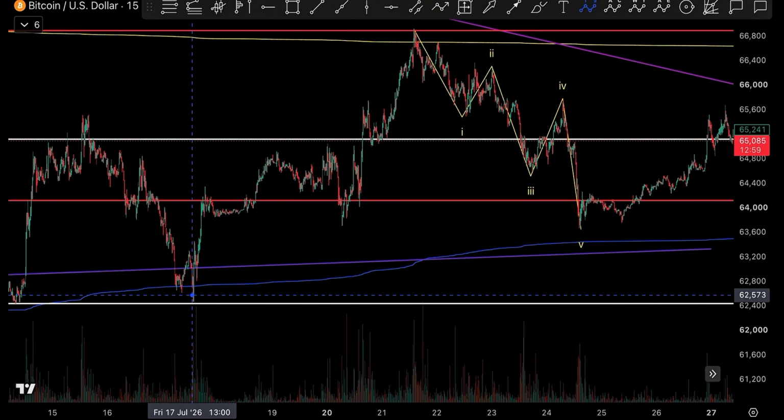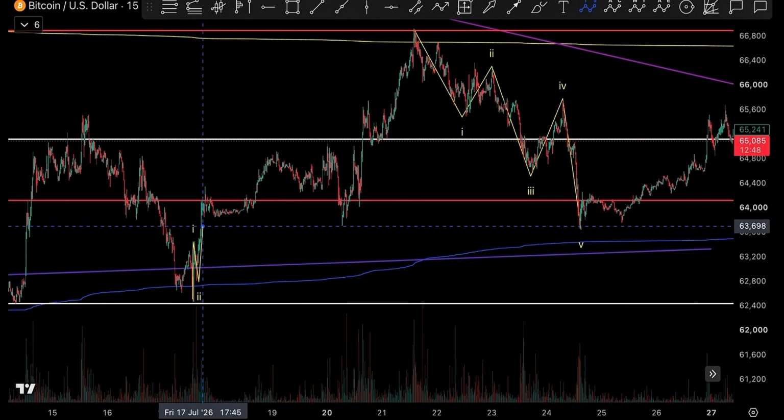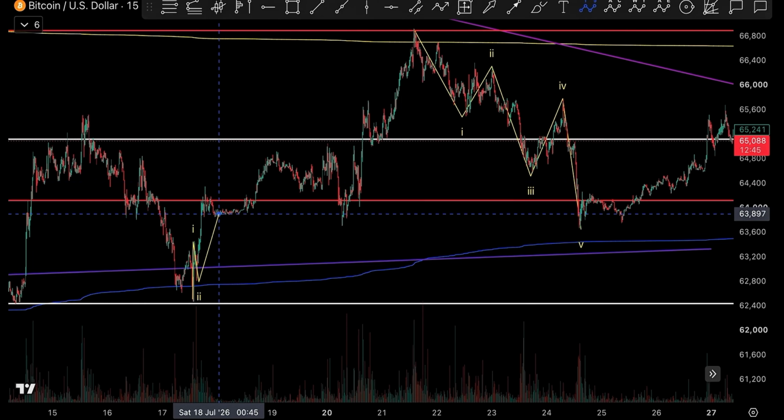This is your wave 1, and this is your 2. And within this chop here, we have 1, 2, 3, 4, 5. Okay, this was a Saturday, Sunday price action. Usually there is a low volume. That's why there is a sideways price action here.